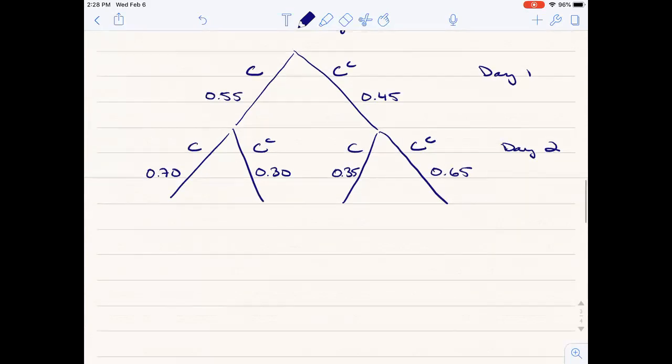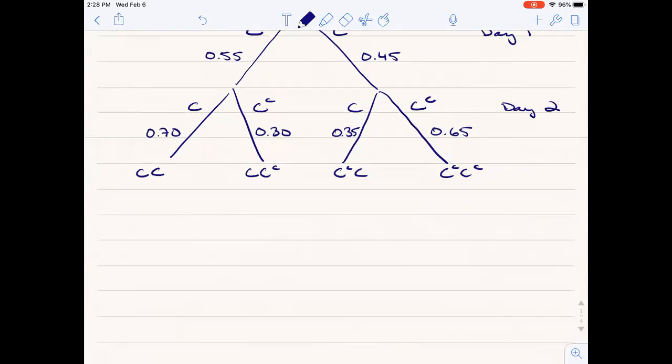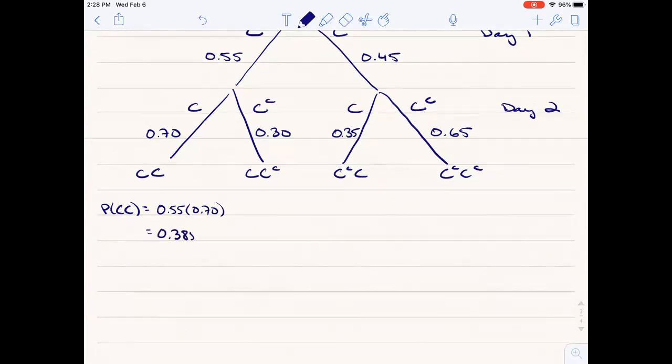So here, I like to just jot down all my combinations at the bottom, right? So on the first branch, we had a clear day, then a clear day, or a clear day and a not clear day, a not clear day and a clear day, and then a not clear day, not clear day. To find the probabilities of each of these combinations, we multiply down each branch, right? So the probability of a clear day and a clear day is 0.55 times 0.7, 0.385.